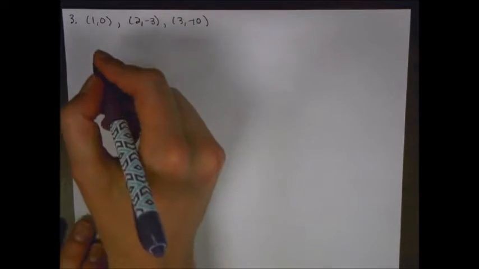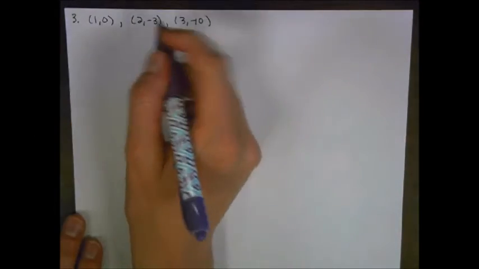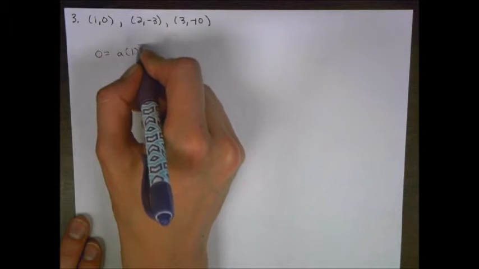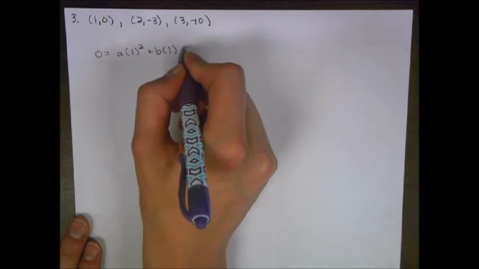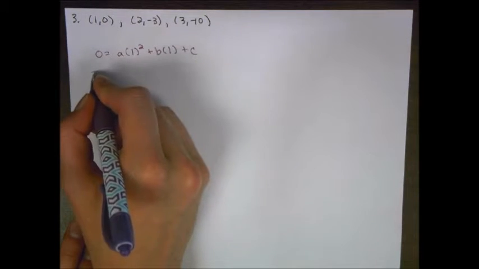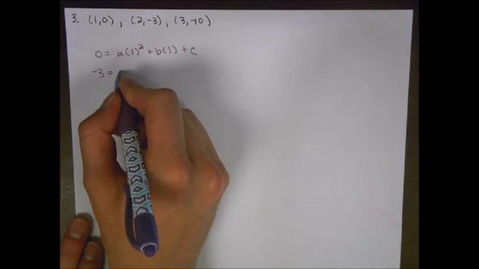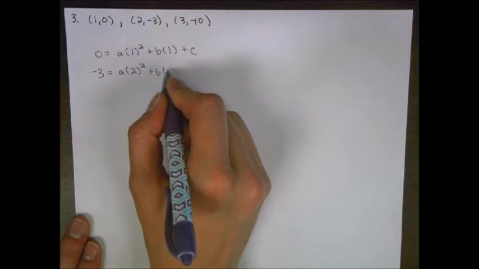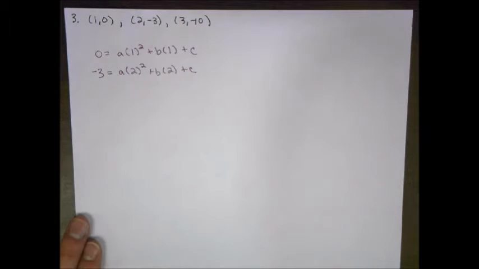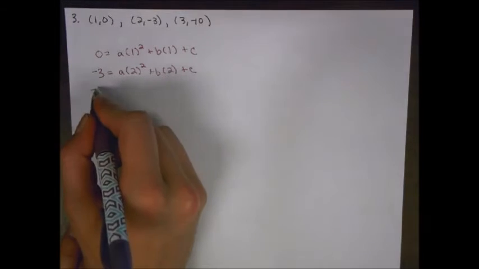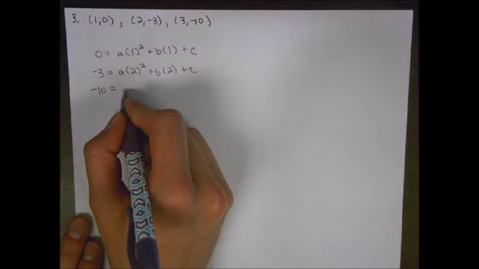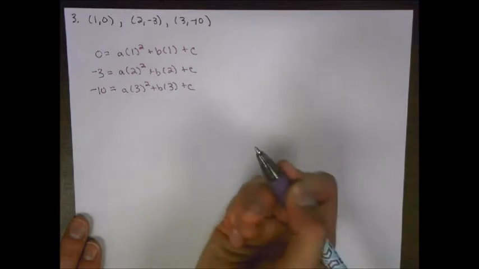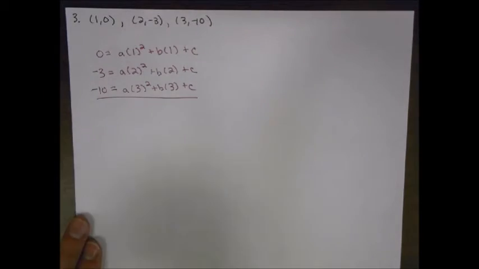Now that you've tried the example, we have our xy pairs. Let's go ahead and plug them in. 0 equals a times 1 squared plus b times 1 plus c. Negative 3 equals a times 2 squared plus b times 2 plus c. Negative 10 equals a times 3 squared plus b times 3 plus c. All right, I'm going to simplify all of these.